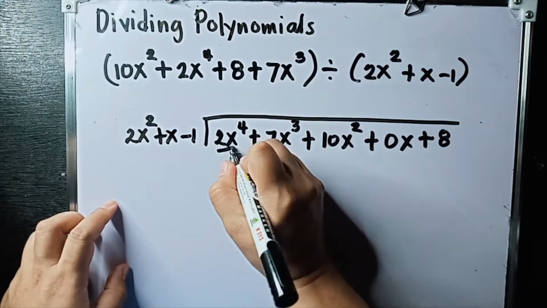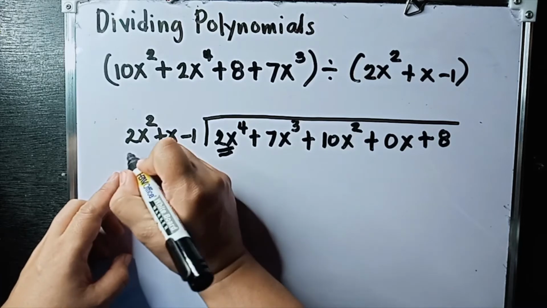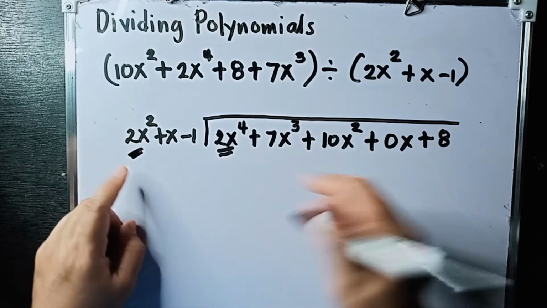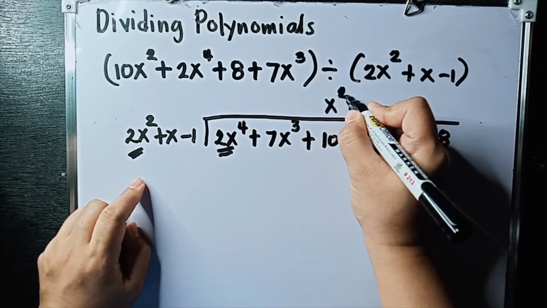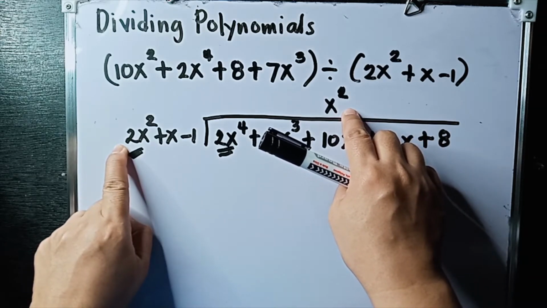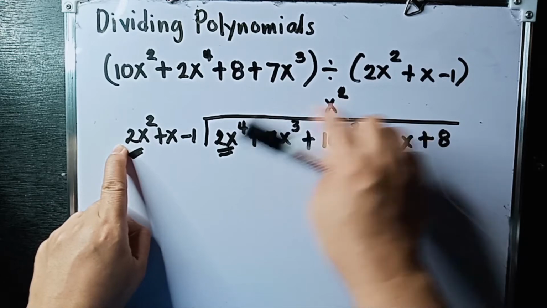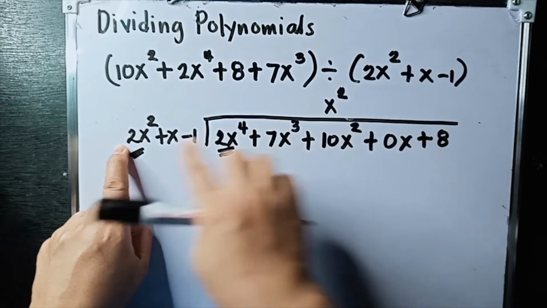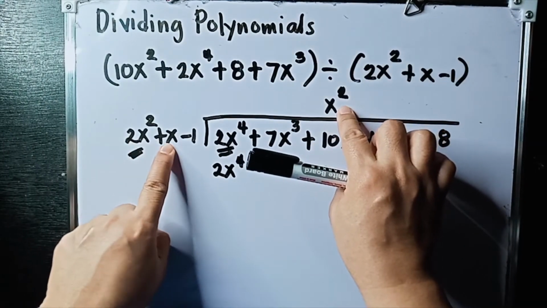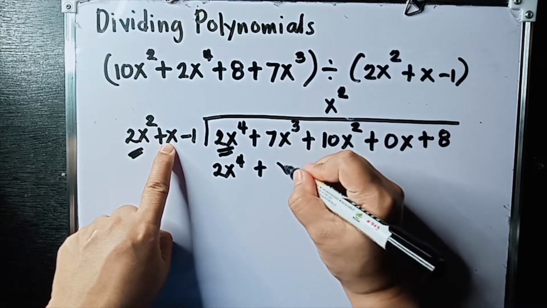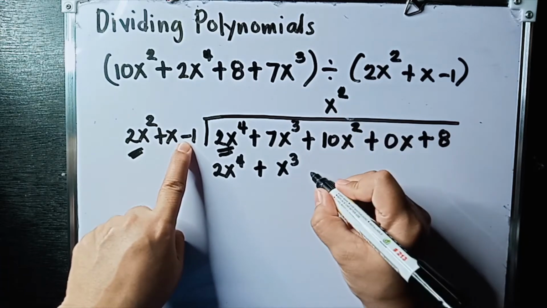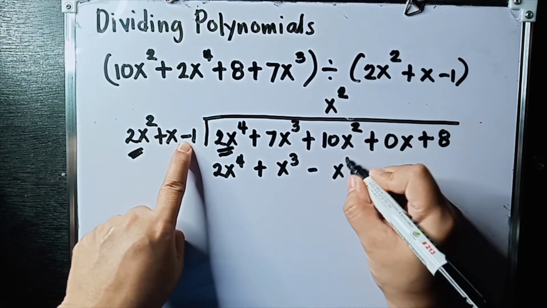Firstly, we have to divide the first term of the dividend by the first term of the divisor. We have 2x to the fourth divided by 2x squared. So we have x squared. So the quotient here will be multiplied to each term of the divisor. x squared times 2x squared, we have 2x to the fourth. x squared times x, we have positive x cubed. x squared times negative 1, so we have negative x squared.